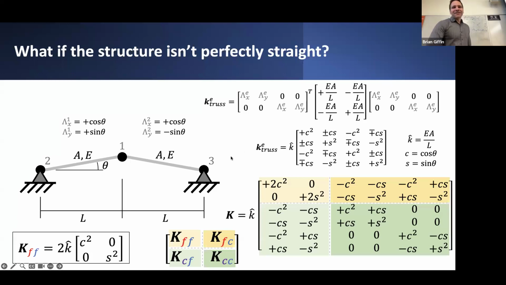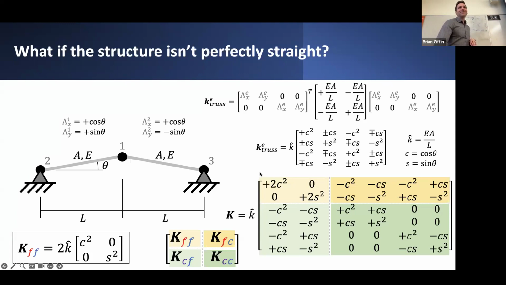Now, a good question is, what if the member weren't perfectly straight? What if we provided a little bit of inclination to these members? So if maybe there was a small angle that deviated it away from that perfectly straight configuration. You could go through the same exercise, assemble a stiffness matrix.